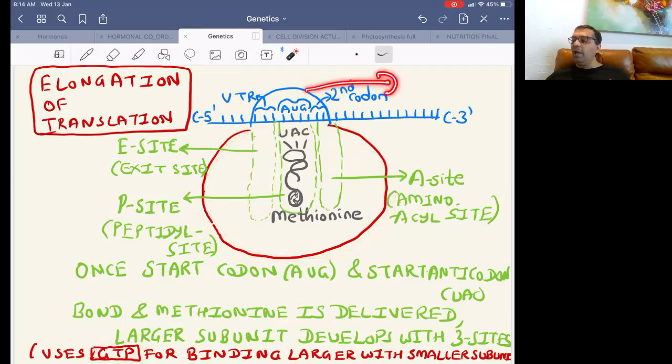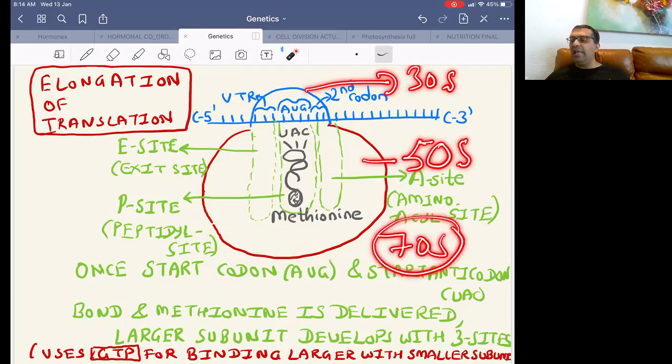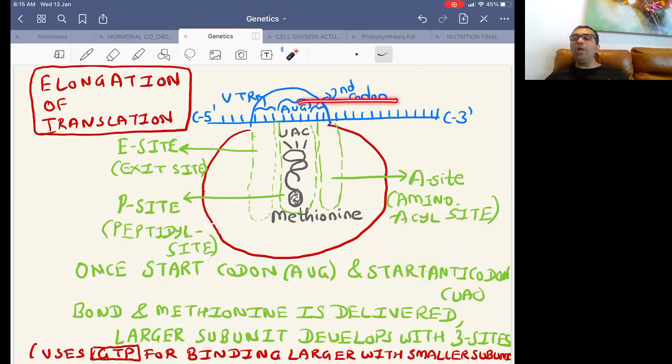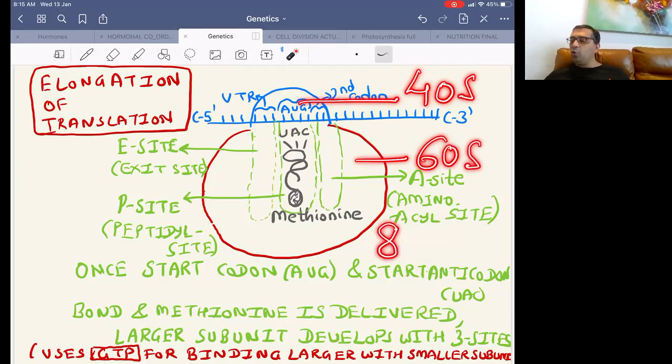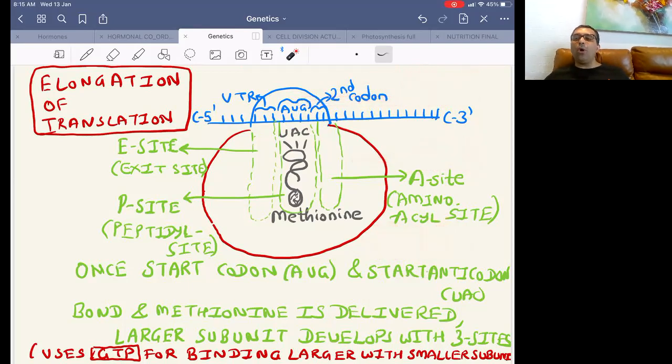And smaller subunit is 30S, larger subunit is 50S, and it forms a ribosome that is 70S in case of prokaryotes. So this is prokaryotic. Vishal sir had taught you that. 30S smaller subunit, 50S larger subunit, 70S ribosome. If it's a eukaryote, then smaller subunit is 40S, larger subunit is 60S, and the ribosome is 80 Svedberg units, 80S. So in this way a prokaryotic or eukaryotic ribosome is formed.